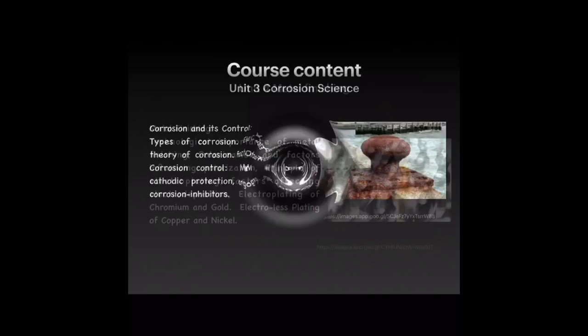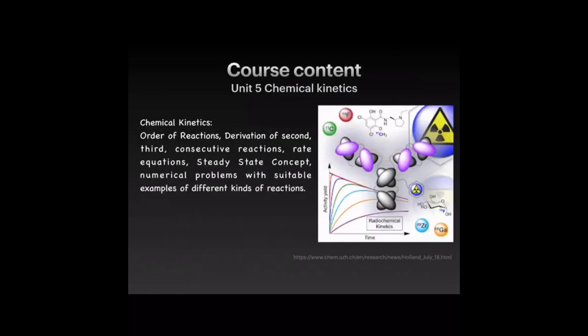In the fourth unit, metal finishing, we will study about the importance of metal coating, how to do electrodeposition of one metal over another metal, how to do electroless plating of metal on another metal, and what are the differences between electroplating and electroless plating. In the fifth unit, chemical kinetics, we will study about different orders of reactions. What are the factors affecting the rate of reaction? Why some reactions occur at a faster rate, why some occur at a slower rate, etc.